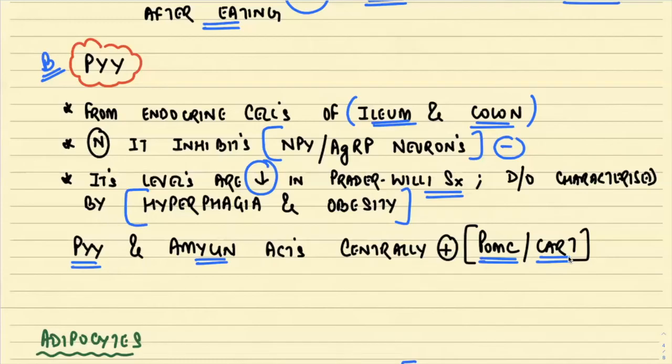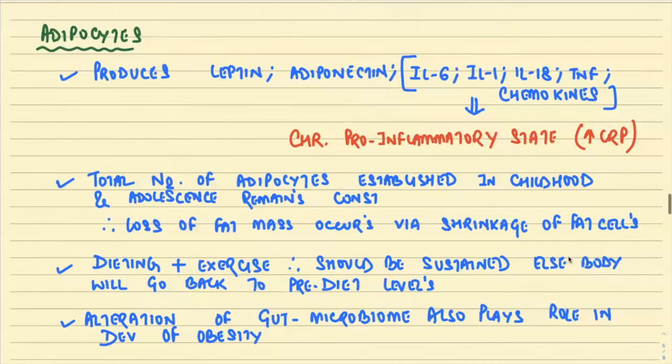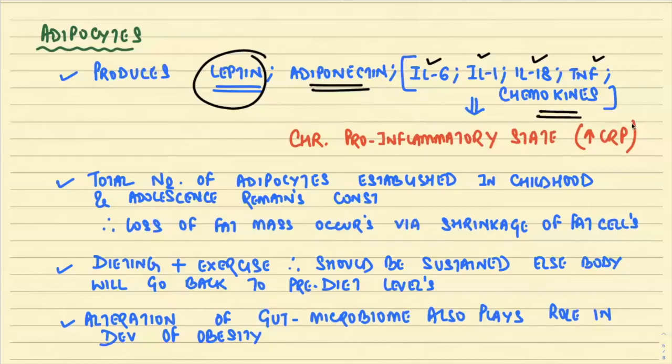Okay. Now the next is the adipocytes. Now adipocytes, basically our fat cells, are the sites of synthesis of leptin as well as adiponectin. In addition to the release of these molecules, they are releasing certain pro-inflammatory molecules like interleukin 1, 6, 18, TNF, chemokines. So all these things create a chronic pro-inflammatory state which is characterized by excess levels of CRP. So this we already remember from our previous lecture.